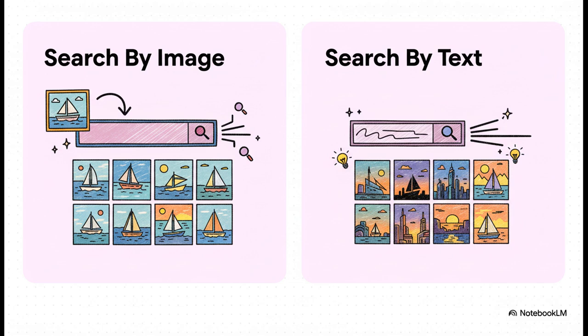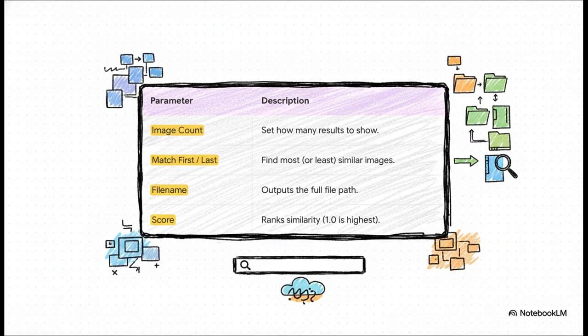You can just drop in an image to find everything visually similar in your entire collection, or you can just type a text description, like, say, a futuristic city at sunset, and instantly find matching images you might have created months ago and completely forgotten about. And look at the level of control you have. You can specify exactly how many results you want, find the most or, get this, even the least similar images, and get a precise similarity score for every single result. You're not just finding files anymore. You're analyzing and rediscovering your entire creative library.